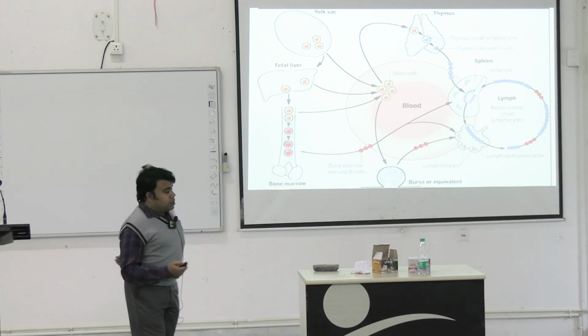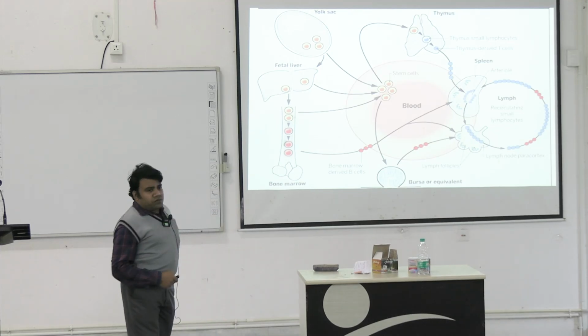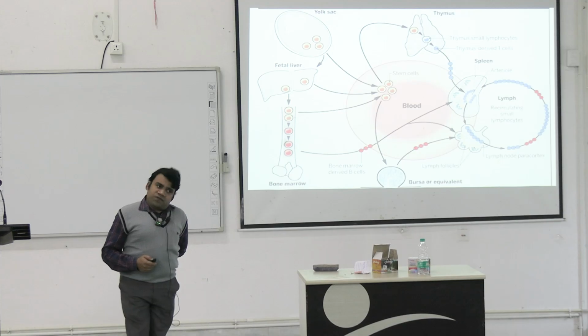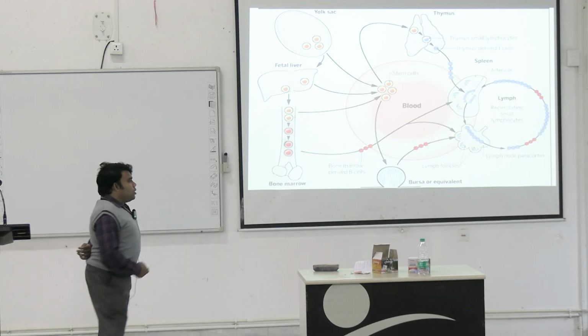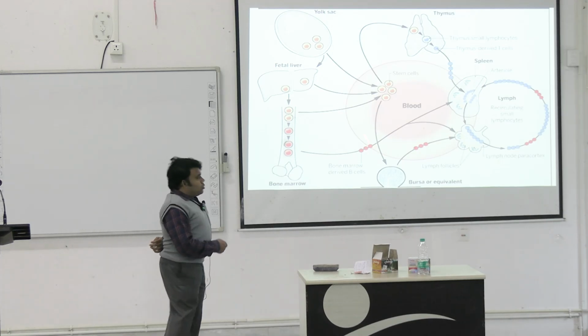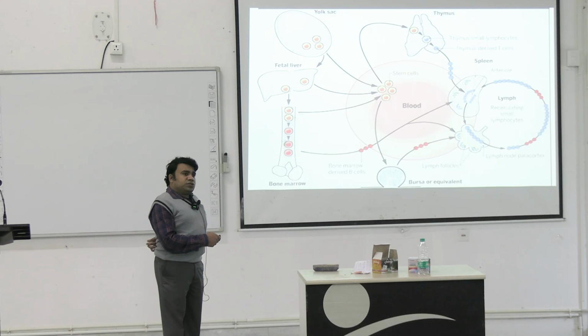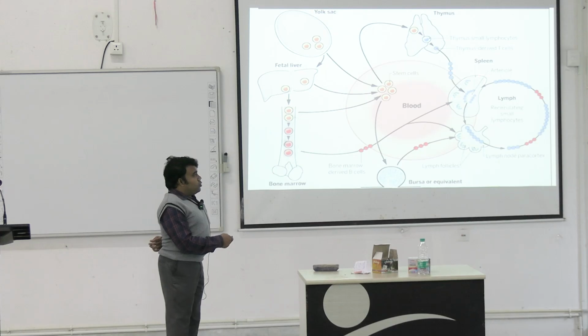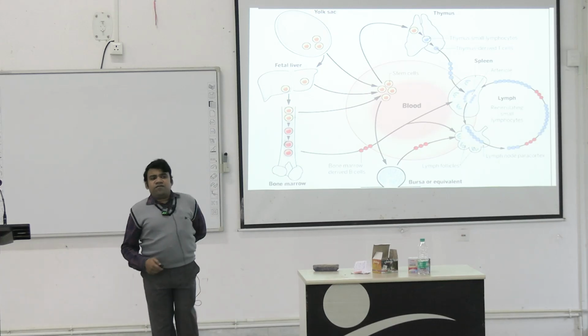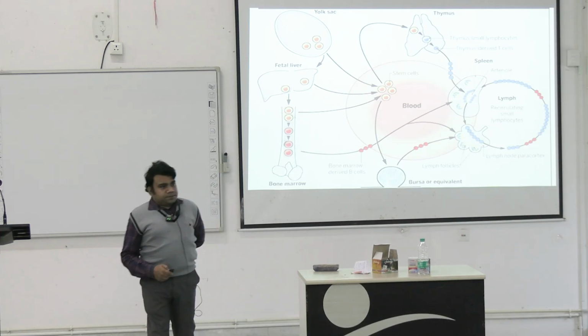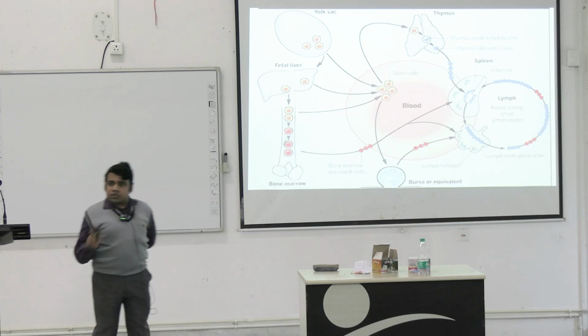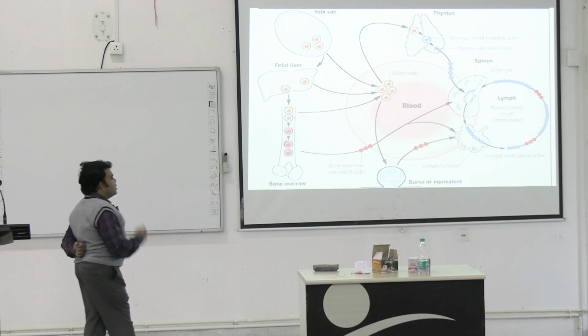The B comes from bursa or equivalent. In birds, there is the bursa of Fabricius. You can remember it from the bone marrow. And throughout the circulation, all those cells circulate within the blood and the lymphatics via the channels where we have the spleen and the lymph nodes itself. Okay. So this is the normal circulation of all immune cells.